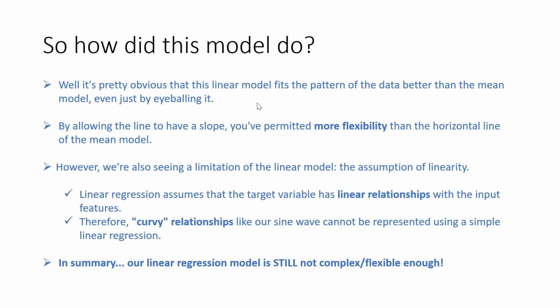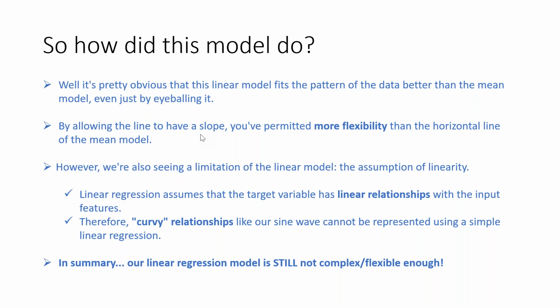How did this model do? Well, it's pretty obvious that this linear model fits the pattern of the data better than the mean model. We know that by seeing it. By allowing the line to have a slope, you have permitted more flexibility than the simple horizontal line of our mean model.